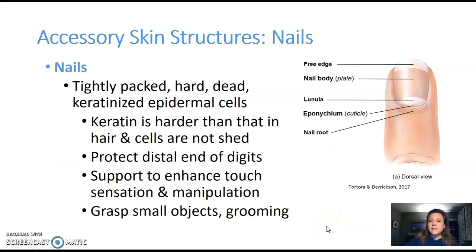Finally, we have nails, and nails are made of keratinized epidermal cells, but they're different from hair. And it's different from our skin because the keratin that is found in our nails is harder than that found in our hair and in our epidermis. The purpose is to protect the terminal edges of our fingers and our toes. It's going to add support and to enhance touch sensations. And it's also going to help us to grasp small objects and also with our grooming.